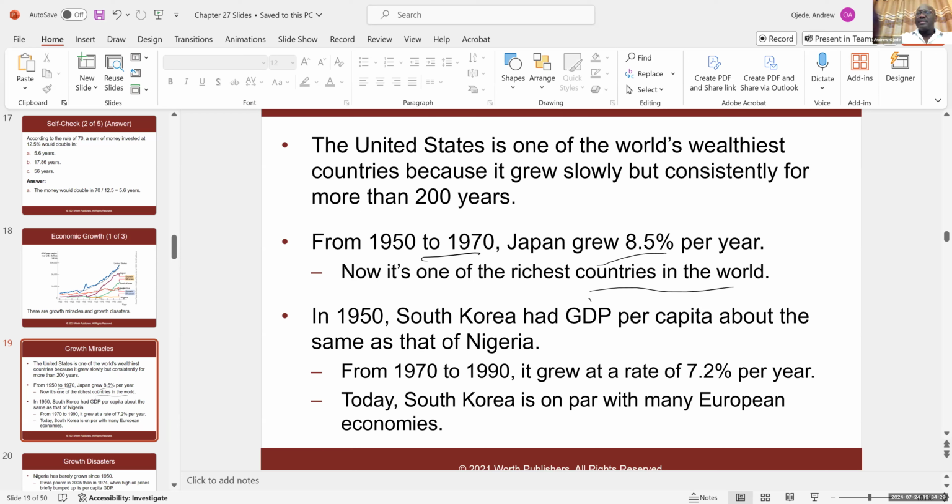Okay. In the 1950s, South Korea had a GDP per capita about the same as Nigeria. I mentioned this. But from 1970 to 1990, it grew at a rate of 7.2%. Today, South Korea is on par with many European countries, as I mentioned earlier. So that tells you South Korea is a growth miracle. So are countries like Singapore and Taiwan.